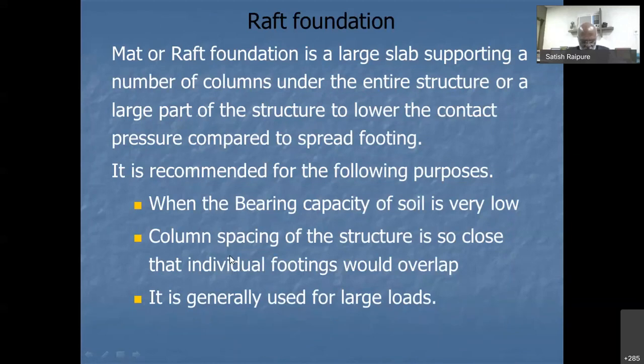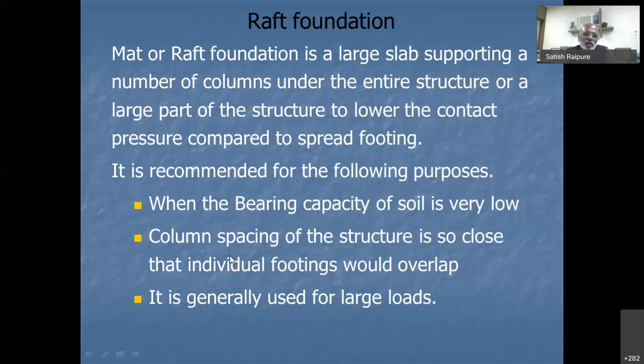The RAFT foundation is a large slab supporting a number of columns under the entire structure, or a large part of the structure, to lower the contact pressure compared to spread footings. When the building is multi-storied, naturally the load on the column will be very high, and if the strata is of medium type, then the area required is very large, and when the columns are placed closely, the footings of all the foundations will overlap.